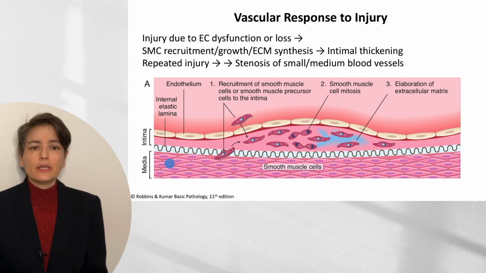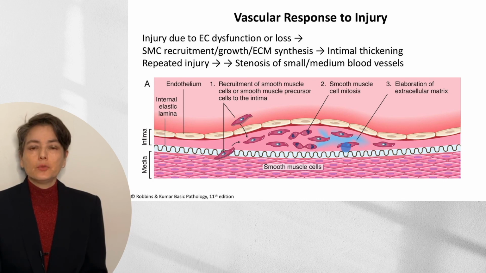So let's take a look here at this image from the 11th edition of Robbins Kumar Basic Pathology. You can see here we have a vessel with the media, internal elastic lamina, and the intima. And when we have some sort of injury to the vessel, we're going to get recruitment of smooth muscle cells, either coming in from the media or smooth muscle precursors in the blood that are going to migrate to the intima and begin to proliferate. So we can see that visually here as these mitotic figures.